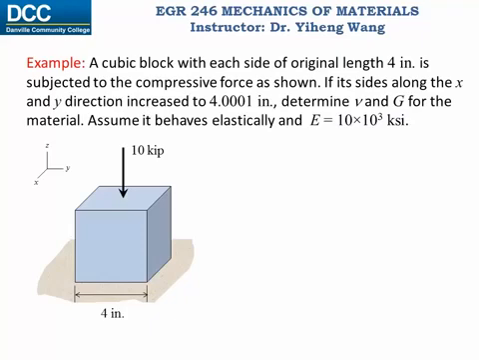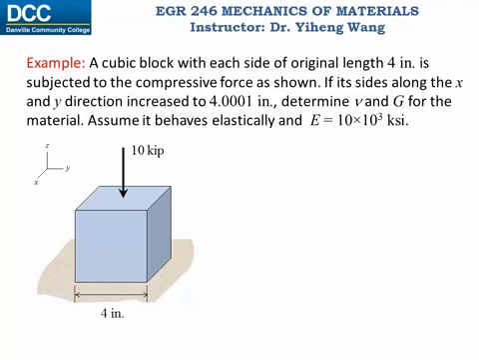Let's look at this example. A cubic block with each side of original length of 4 inches sitting on the floor is being compressed by the force shown. If its sides along the x and y direction increased to 4.0001 inch, we need to determine nu, the Poisson's ratio, and G, the modulus of rigidity for the material. Assume it behaves elastically, and its Young's modulus E is 10 times 10 to the third power KSI.